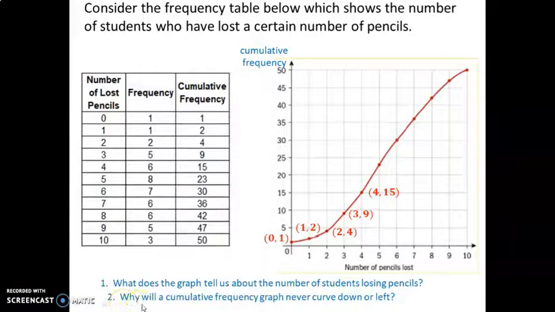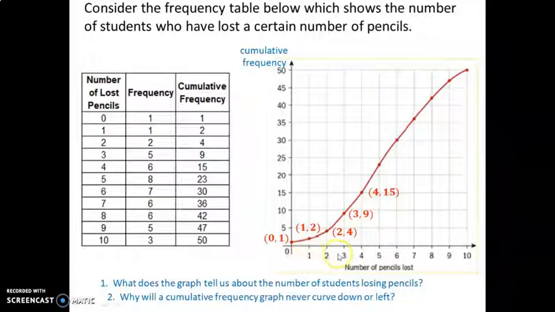Second question for you. Why will the cumulative frequency graph never curve down or left? Okay, so the answer to that is, well, if it curved down, that would mean that you're losing frequency values. That means that somehow, as you're going further in your data set, you're taking away frequencies, like you're saying you have negative frequency values, but you can't have that. You can only have positive frequency values or 0, right? Okay, why will it never curve left? Why will this never turn back and go left?